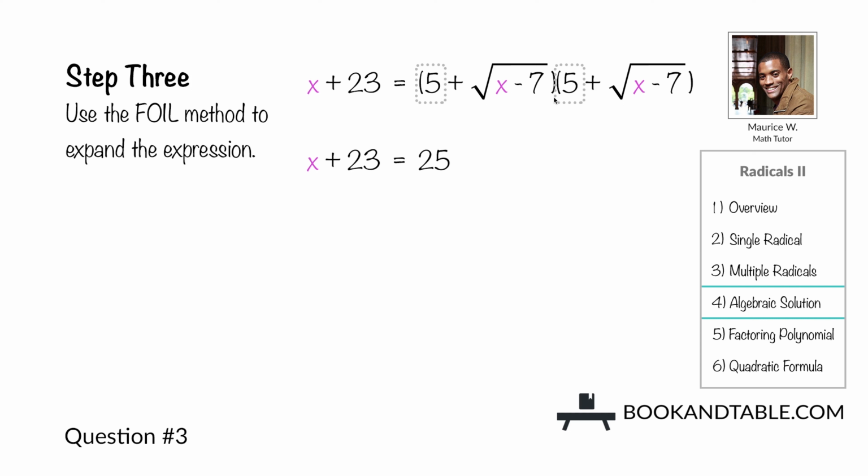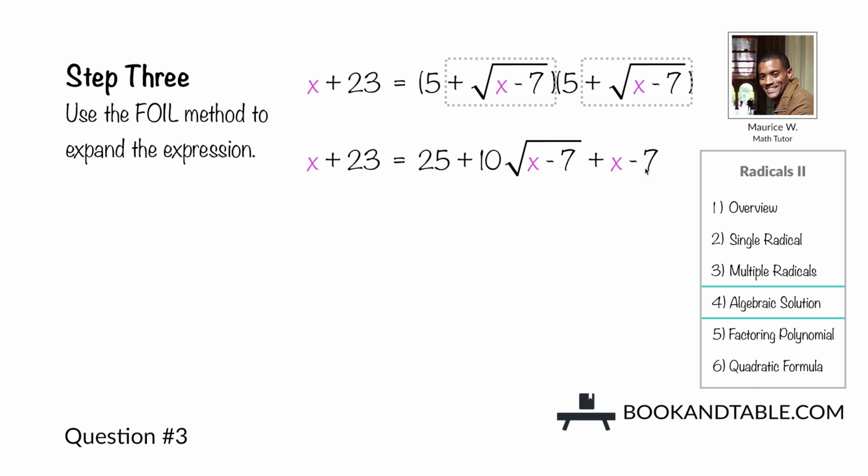5 times 5 gives you 25. 5 times the square root of x minus 7 is equal to 5 radical x minus 7. When we do that again, 5 times radical x minus 7, we add this 5 to the previous 5, giving us 10 radical x minus 7. And then you multiply the last terms, radical x minus 7 times itself, leaves you with just the radicand, x minus 7.